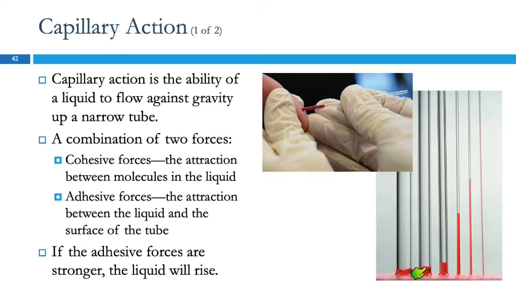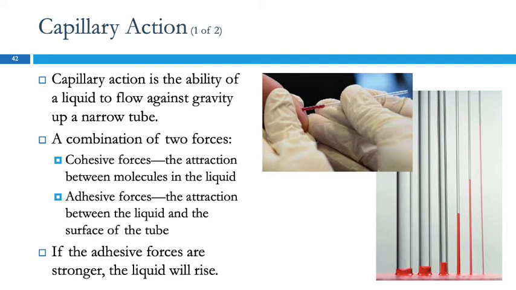How far up it goes will depend on the diameter of the tube. Here, this one has a very, very tiny diameter, and so the liquid went all the way up there. This liquid is red, but it isn't blood, just in case you don't like blood. That is blood. Wider tube, it doesn't go up as far.